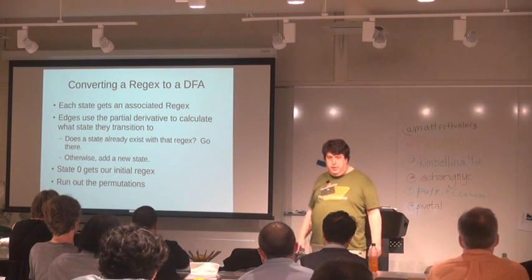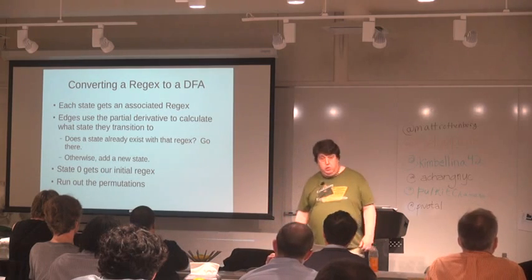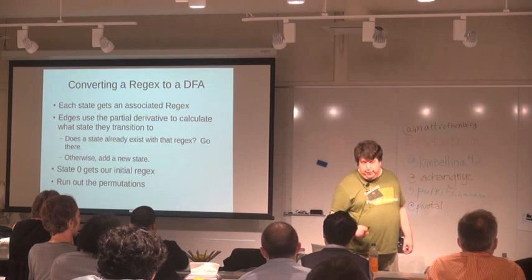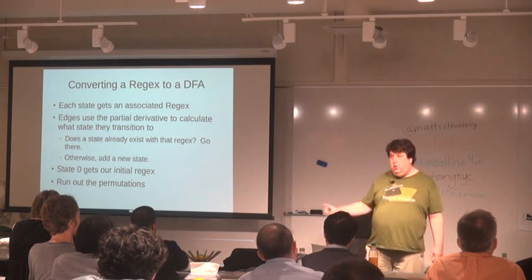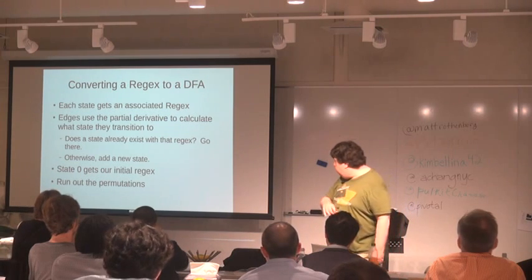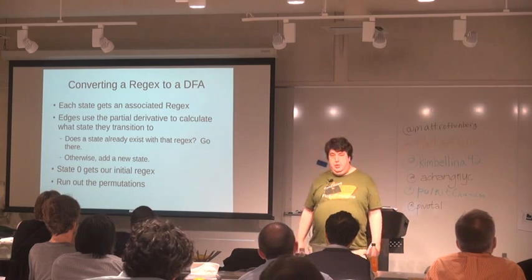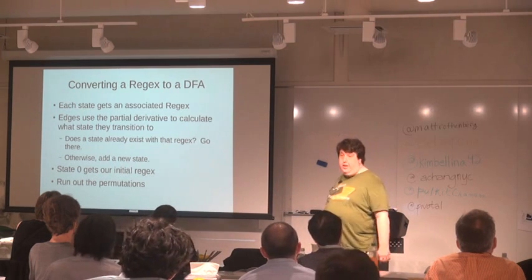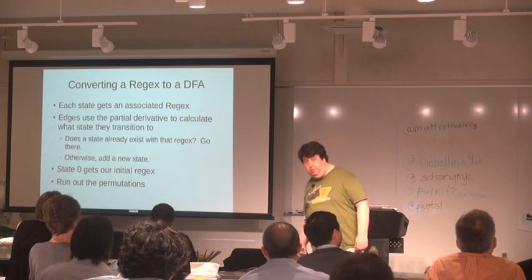and we ask, does that state already exist? Do we already have a state with that regular expression? If yes, the edge goes to that state. If no, we need to add a new state with the new regular expression associated with it. And we then just run all the combinations for all possible states and all possible input characters. And that gives us our table.